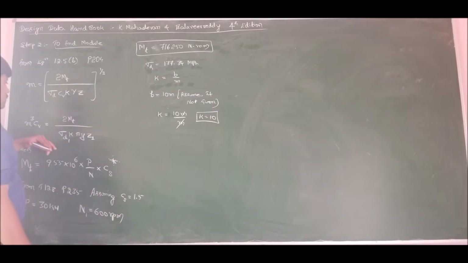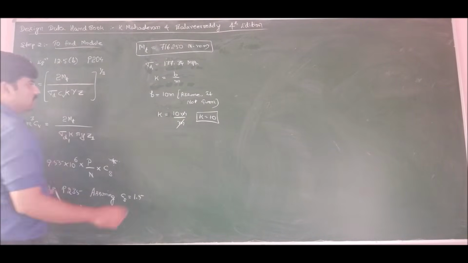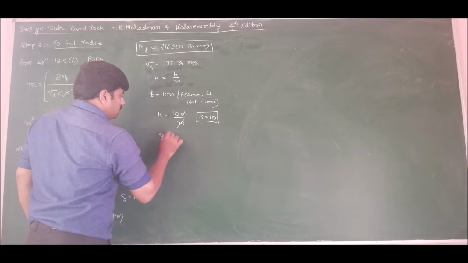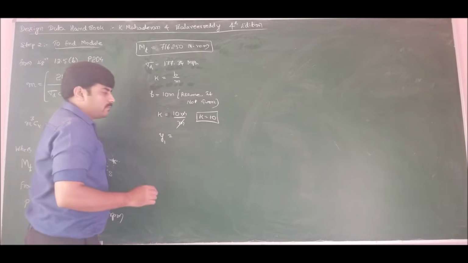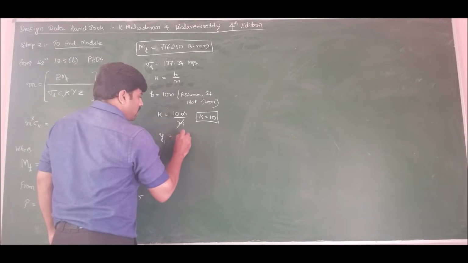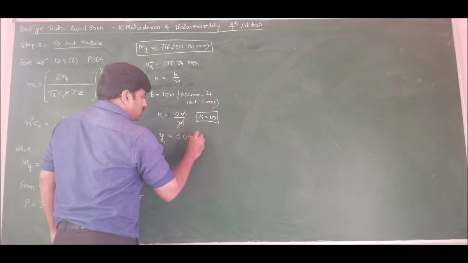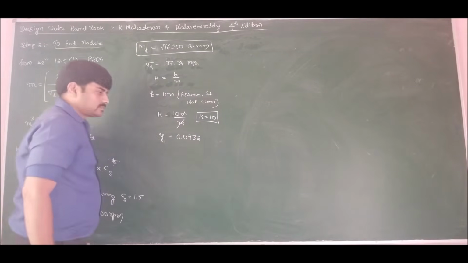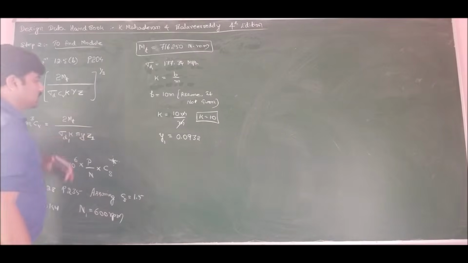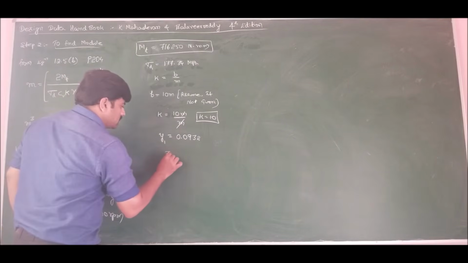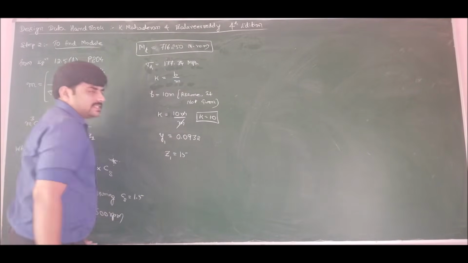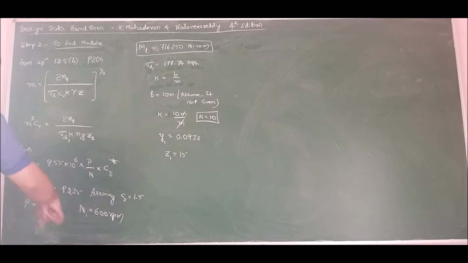Next we have Y. Y is nothing but Y1, which we solved in our step 1, which gives us 0.0932. Next, Z1 is the number of teeth. Z1 is 15 teeth for pinion. So we know all the values.